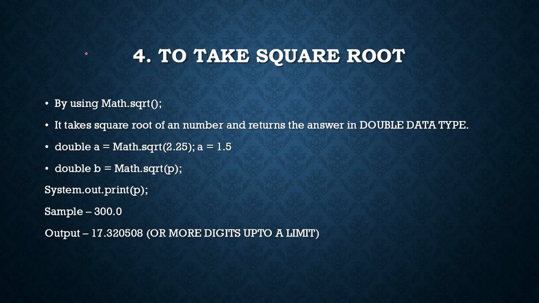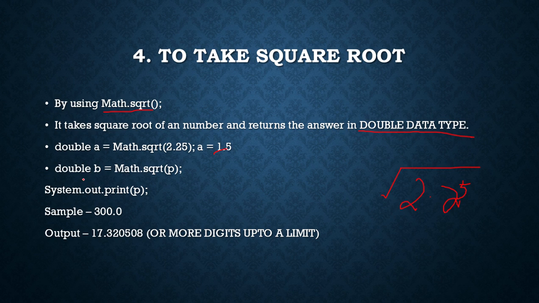Fourth one, to take the square root. Very important. The statement is Math.sqrt. If you use Math.sqrt, you will get the square root of a number. You have to input the value. It takes the square root of a number and returns the answer in double data type. For example, double A is equal to Math.sqrt(2.25). It means the square root of 2.25. The square root of 225 is 15, so the square root of 2.25 is 1.5.